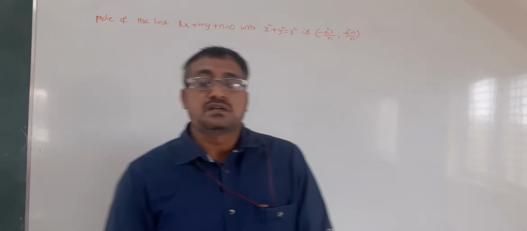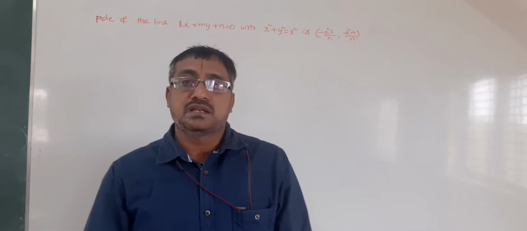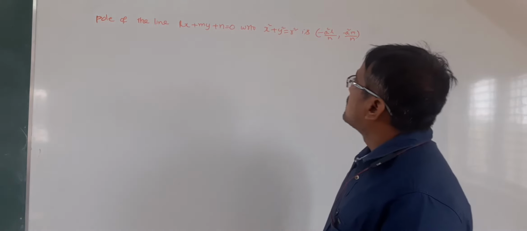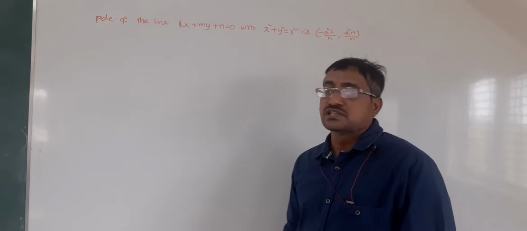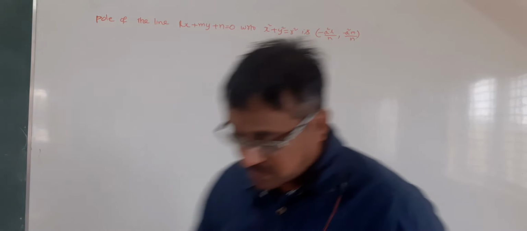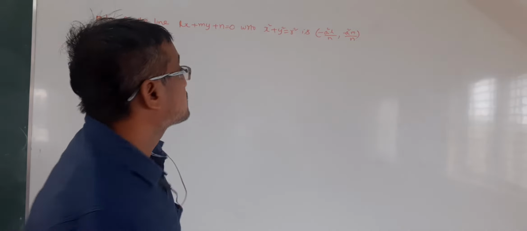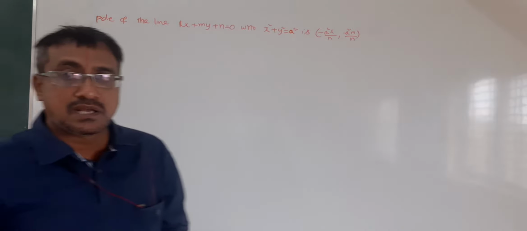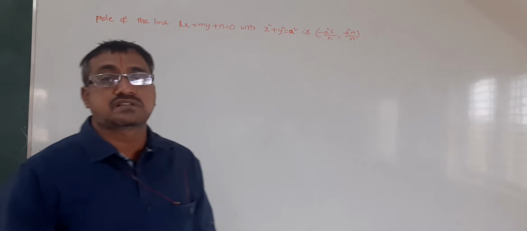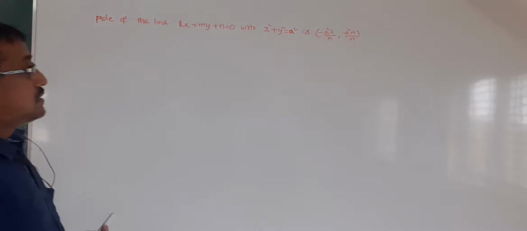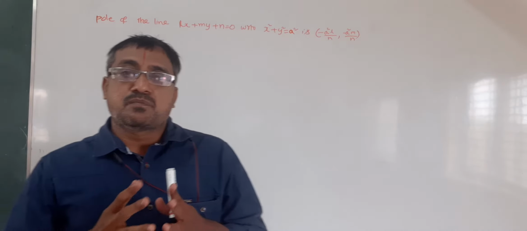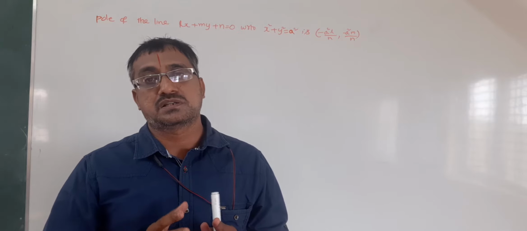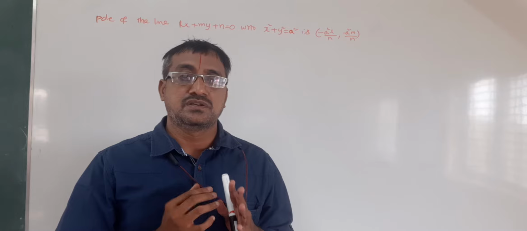Now another statement: the pole of a line Lx + My + n = 0 with respect to the circle x² + y² = a² is (-a²L/n, -a²M/n). Now remember that if a polar line exists, it is unique. Very, very important concept. If the polar line exists, then it is unique.